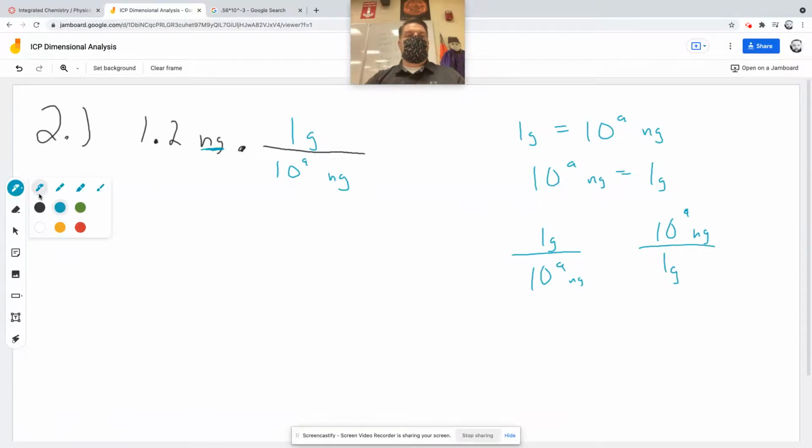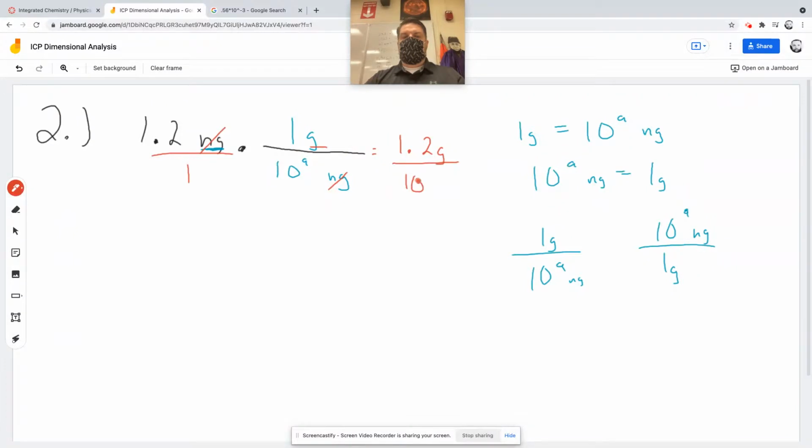Why did I do that? Does anybody know? Because when you're converting things, I want to cancel nanograms with nanograms, and then I'm left with grams. That was the whole point. So if I multiply this out, I'm left with, what's 1.2 times 1? Just 1.2, right? Grams. And then on the bottom, we don't write it down, but this is like over 1. What's 1 times 10 to the 9? 10 to the 9, right?